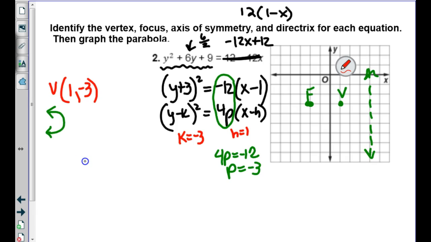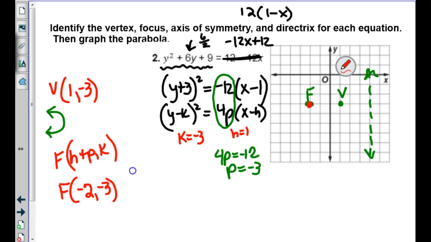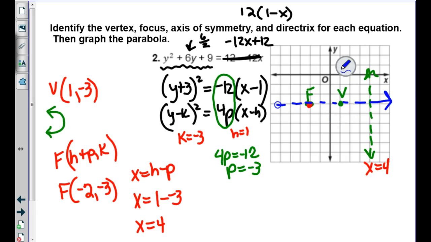When it opens sideways, it says the focus is h plus p comma k. Anybody plug those numbers in for me? What's 1 plus -3? And k is -3. Is that where our focus wound up? -2, -3? Okay. And the recipe on the sheet for directrix is x equals h minus p, which would be x equals 1 minus -3, be careful, which is 4. Is that where we wound up over here at x equals 4? And the axis of symmetry would go right through the vertex here. The recipe on the sheet says the axis is just y equals k. I don't even think I asked for the axis on the quiz because there's too much on here then, I feel like.